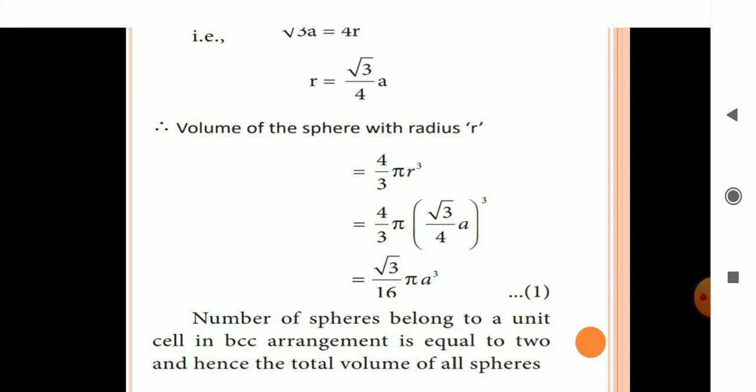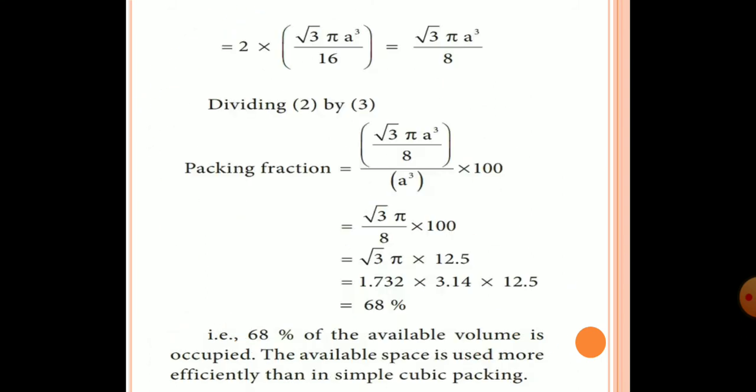But in the case of body centered unit cell, how many atoms are present per unit cell? Which is 2, as we have seen in the previous videos. Now this volume has to be multiplied by 2, so we can write 2 into root 3 pi a cube divided by 16, and it becomes root 3 pi a cube divided by 8.